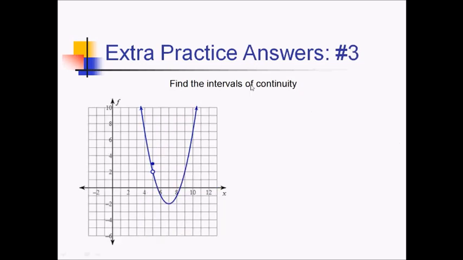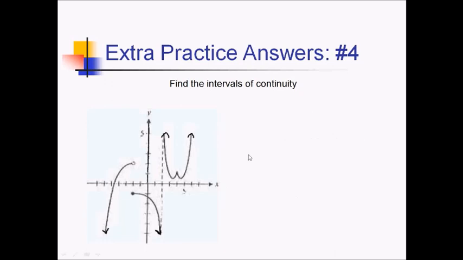For this problem, we're finding intervals of continuity for this graph. Let's start by finding the trouble spots. There's only one trouble spot here, and that's at x equals 5, where we have a removable discontinuity. So that means our intervals are going to be from negative infinity to 5, and from 5 onward to positive infinity.